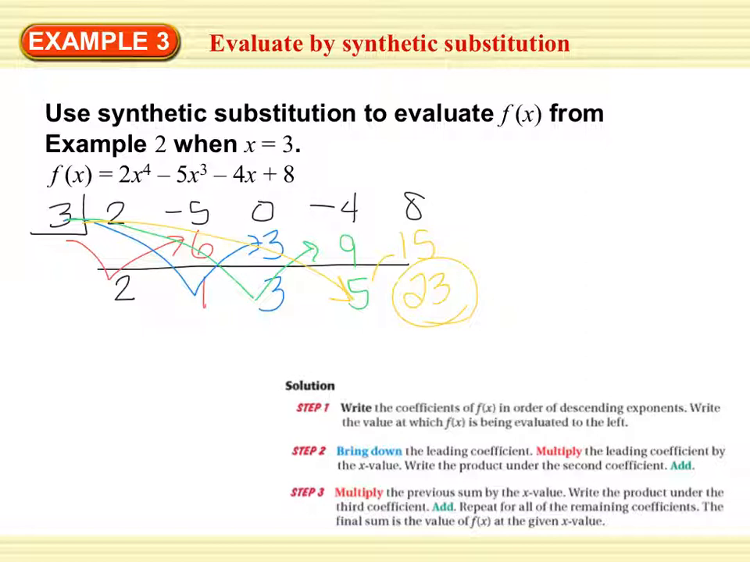23. If you recognize this problem, it's the same one that we did in example 2. And we evaluated at x equals 3 and we got an answer of 23, right? So we can say that f of 3 is 23. And that's actually where we're going to stop, okay? Good work. Go ahead and try your problem set. If you need to rewatch example 3, go for it.